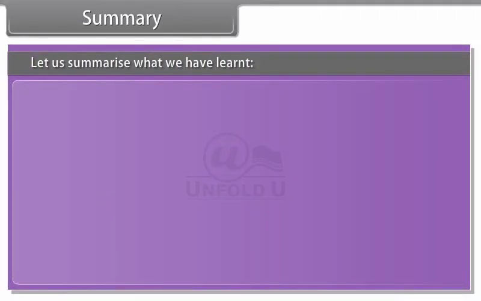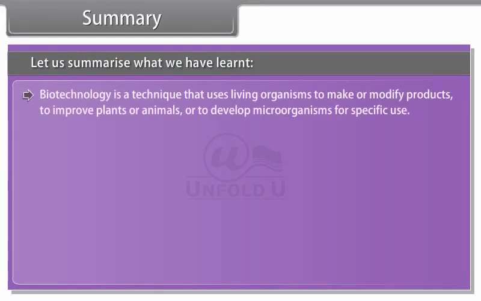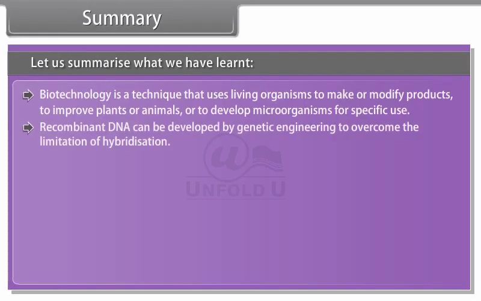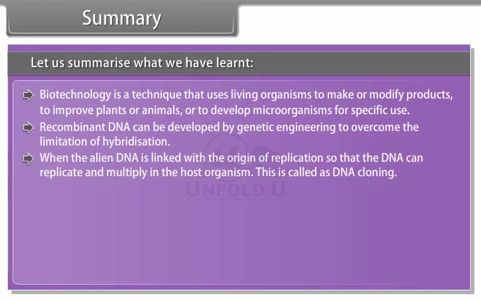Summary. Let us summarize what we have learned. Biotechnology is a technique that uses living organisms to make or modify products, to improve plants or animals, or to develop microorganisms for a specific use. Recombinant DNA can be developed by genetic engineering to overcome the limitation of hybridization. When the alien DNA is linked with the origin of replication so that the DNA can replicate and multiply in the host organism, this is called DNA cloning.